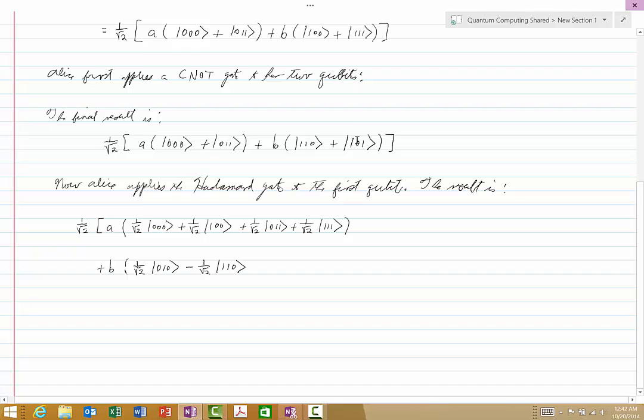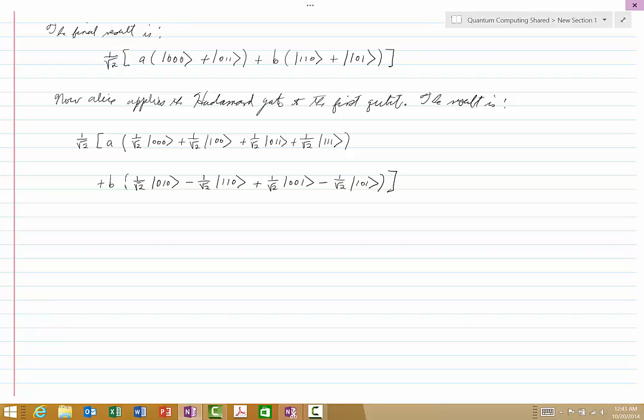And likewise, when we apply the Hadamard gate to the first qubit here, we'll get plus 1 over square root of 2 |001⟩ minus 1 over square root of 2 |101⟩. And that is the result after that step.